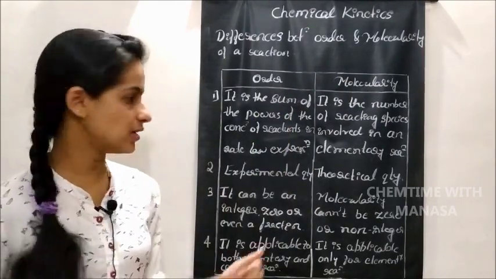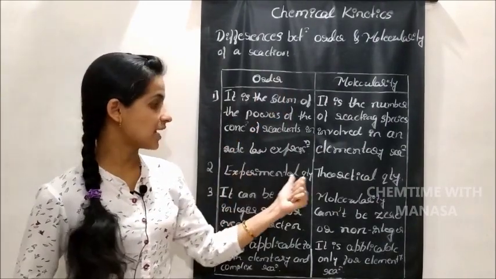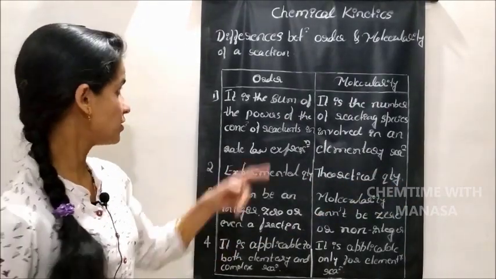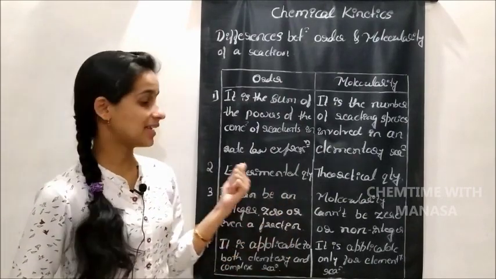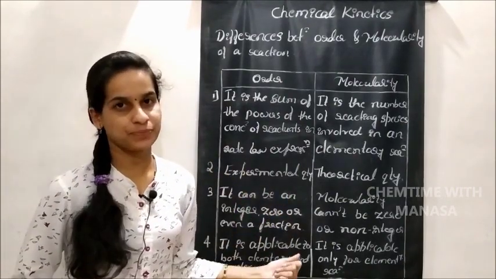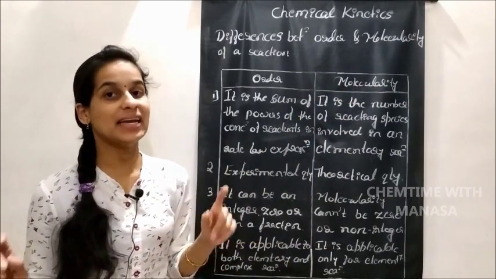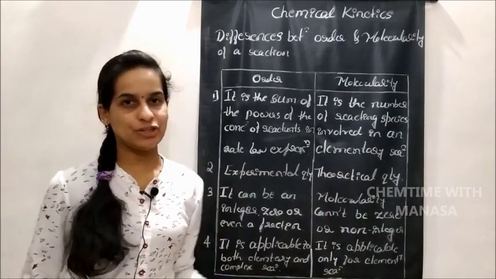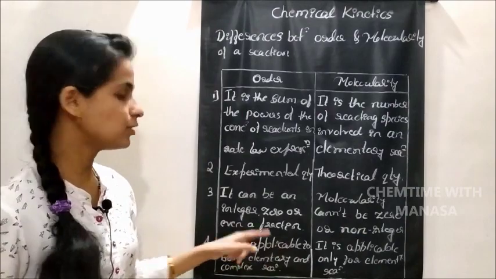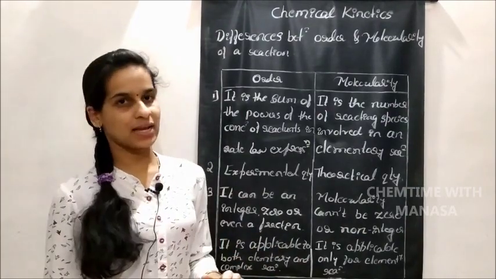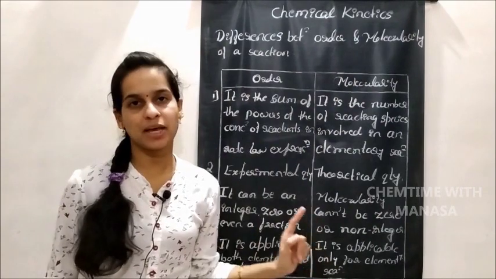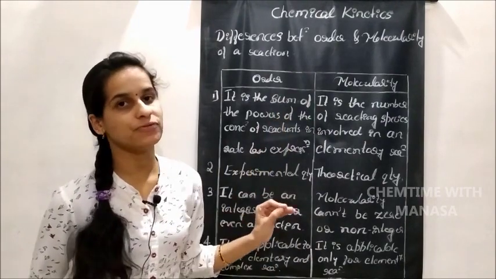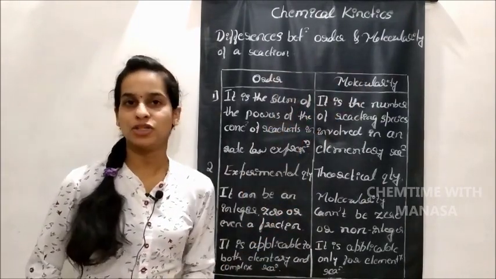Then next difference, order is always an experimental quantity but molecularity is theoretical quantity. Third difference, order can be an integer, it can be 0 and it can be even a fraction. But molecularity is always an integer. That means molecularity cannot be 0 or non-integer. Order is applicable to both elementary and complex reaction, whereas molecularity is applicable only for elementary reaction. So these are the main 4 differences between order and molecularity.